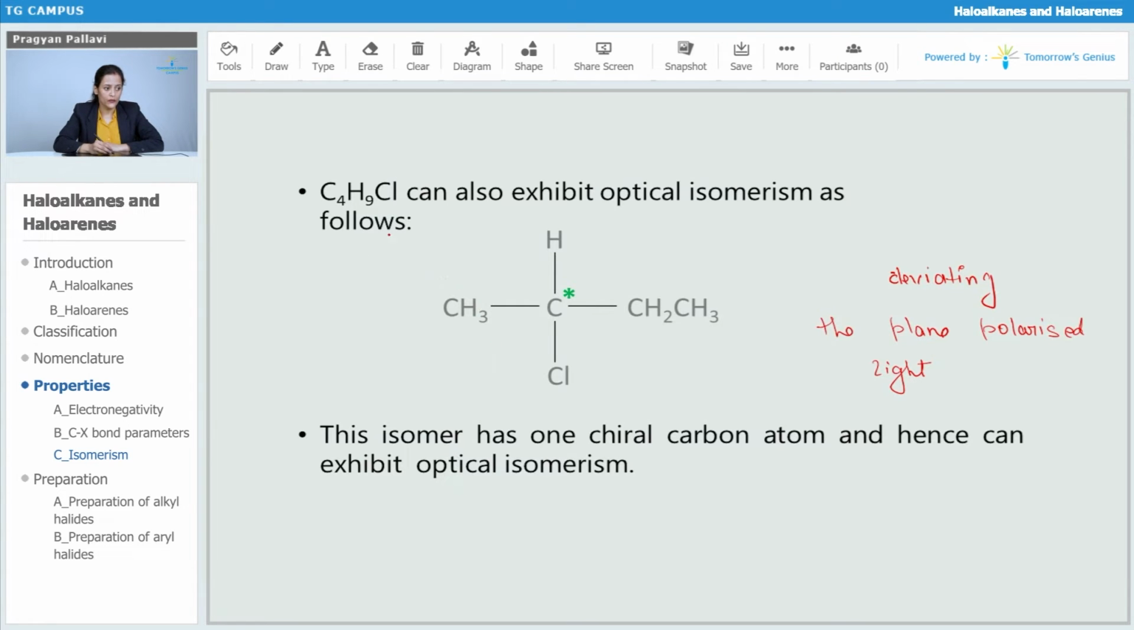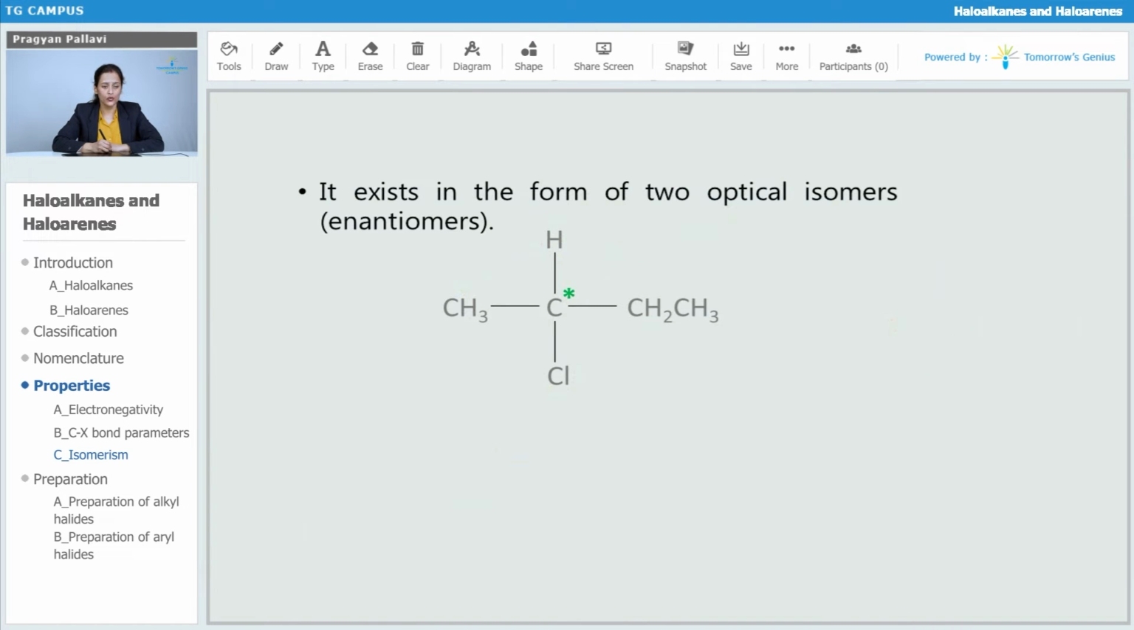So here the C4H9Cl exhibits optical isomers. This center is called a chiral center. Here we have all these substituents different: we have H, we have CH3, we have Cl, we have an ethyl group. So the isomer has one chiral carbon atom and hence can exhibit optical isomerism. It exists in 2 forms, and these 2 forms are called enantiomers, which are mirror images of each other, and these are non-superimposable.